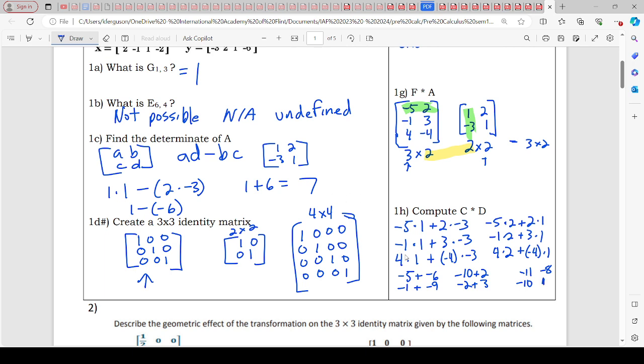So 4 times 1 is 4. Negative 4 times a negative 3 is positive 12. So that's going to be positive 16. And then I've got 4 times 2, that's 8. And negative 4 times 1, that's negative 4. So that's positive 4. So here's my answer. Negative 11, 8. Negative 10, 1. 16, 4.